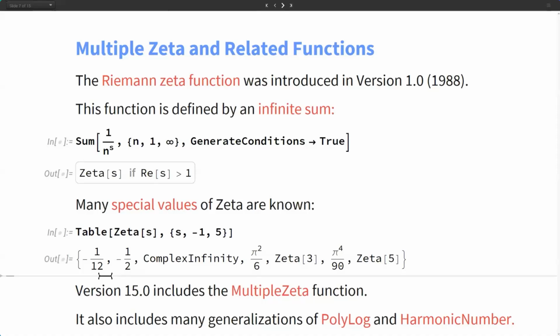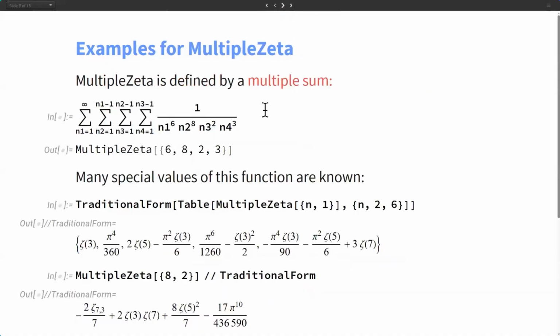In version 15.0, we have the multiple zeta function as well as many other functions related to polylog and harmonic number. Okay, so that's a big area. So I'll just take a few examples for multiple zeta itself. Multiple zeta is defined by a multiple or an iterated sum actually. And you can see where you've got 6, 8, 2, 3. That gives a multiple zeta 6, 8, 2, 3.